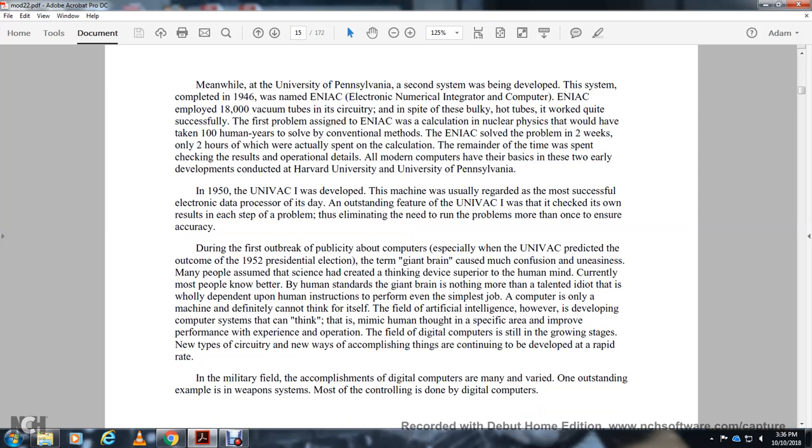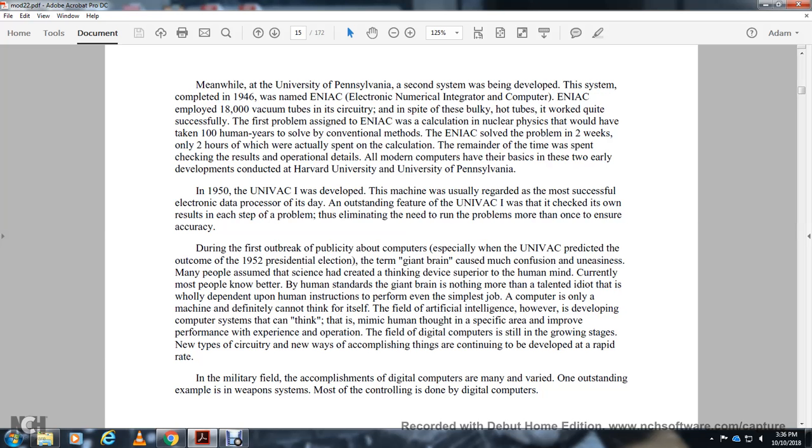During the first outbreak of publicity about computers, especially the UNIVAC 1, the UNIVAC predicted the outcome of the 1952 presidential election. The term giant brain caused much confusion and uneasiness, and people soon thought of computers as thinking devices that could replace the human mind. Currently, most people know better. The name giant brain is no more than a catchy idea, since the computer is wholly dependent upon human instructions to perform even the simplest job. The machine definitely cannot think by itself.